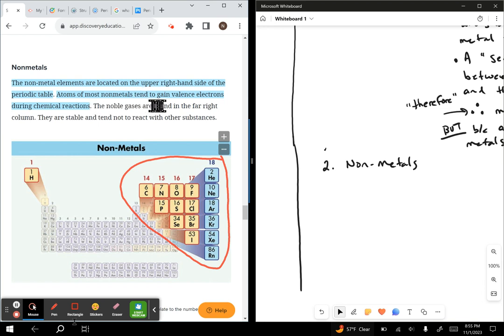Atoms of most nonmetals tend to gain valence electrons during chemical reactions. That's actually an important point.